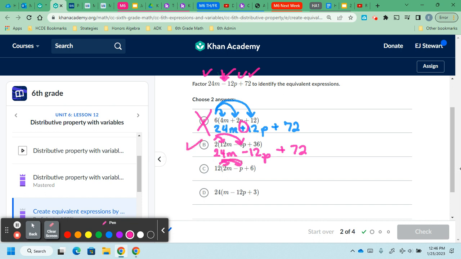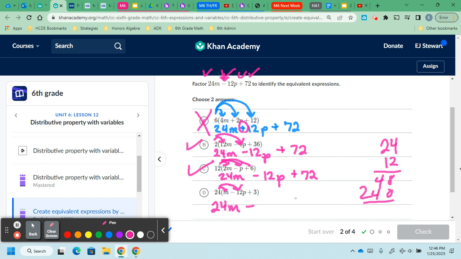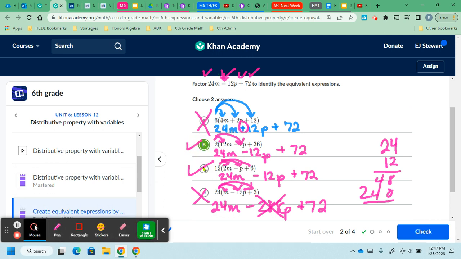When I distribute with C, I have 24m minus 12 times p plus 12 times 6, which is 72. That again looks like it matches my expression at the top, 24m. Now, 24 times 12, you know that's not going to equal 12p. That's going to be 288p, and then 24 times 3 is 72. But that middle term makes that non-equivalent. So on this one, I'm going to choose B and C.